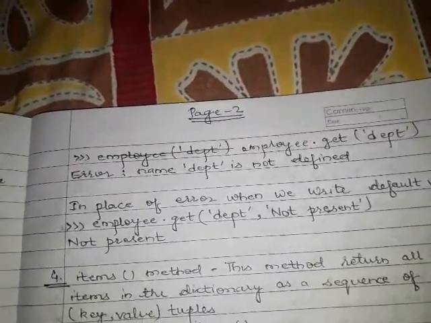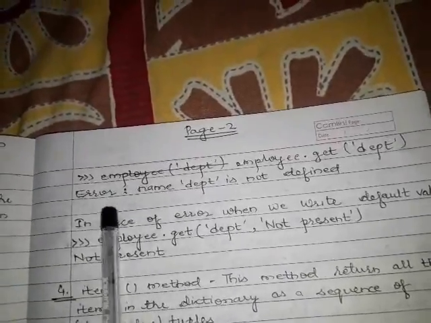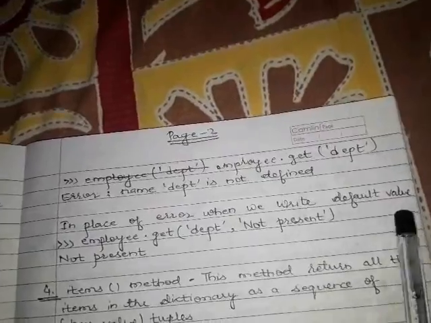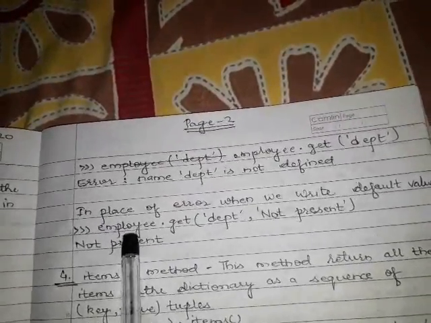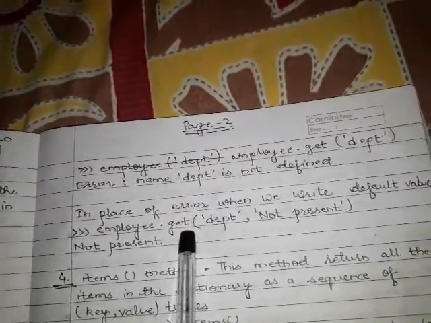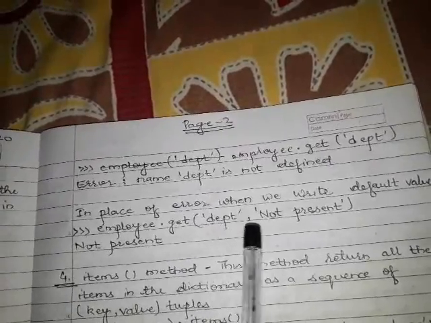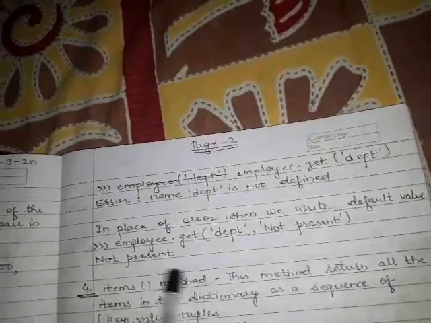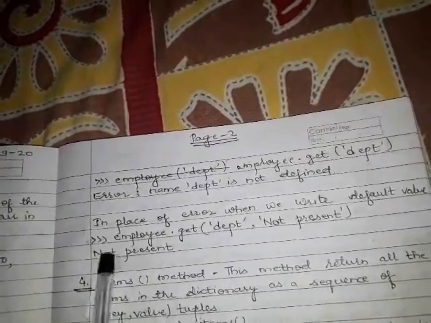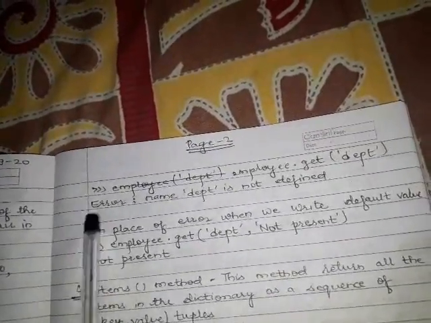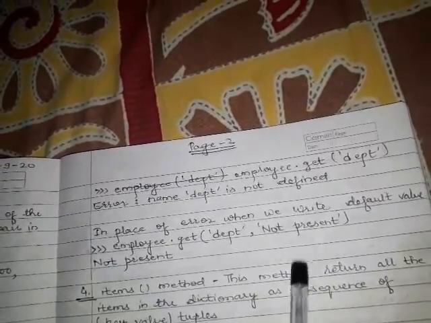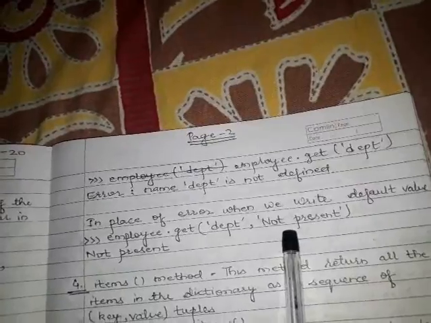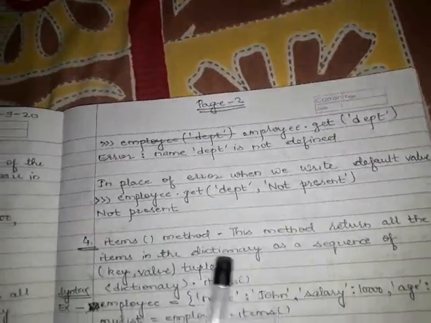Okay, if you don't want this type of error, so in place of error, when we write default value such as like this, employee dot get the key which is not present and the default value is not present. So in this case, not present is displayed in place of this Python error. So this is the main concept behind default value. If you don't want to display the Python error, you can display your own message.